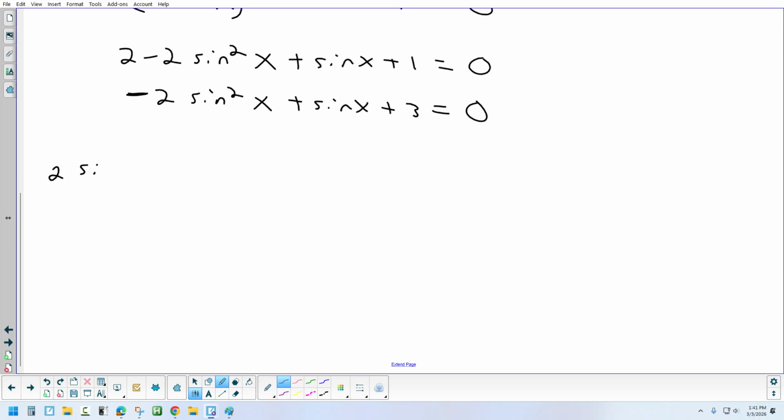Let's read here. 2 sine squared x minus sine x minus 3 equals 0. Now, I find sometimes people look at that and they get confused because they see all the sines. Well, don't look at the sines. Pretend like all the sines are x's.